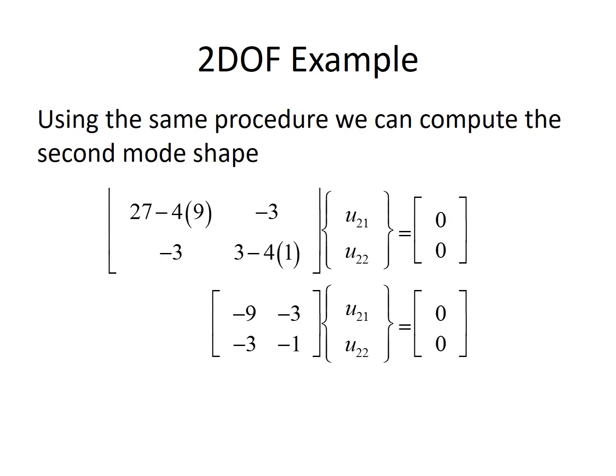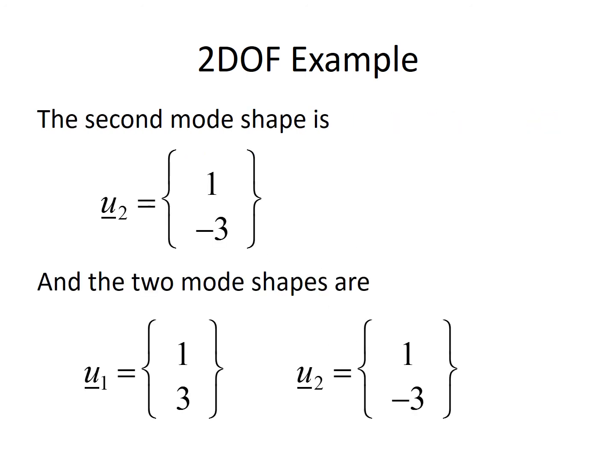The same process can be used to solve for the second mode shape of the system. Substituting omega 2 squared equals 4 into the matrix K minus omega 2 squared m, we once again note that the matrix is singular. Choosing the first element of U2 to be equal to 1 and solving for the second element yields the second mode shape shown at the top of this chart. The two mode shapes are summarized at the bottom.